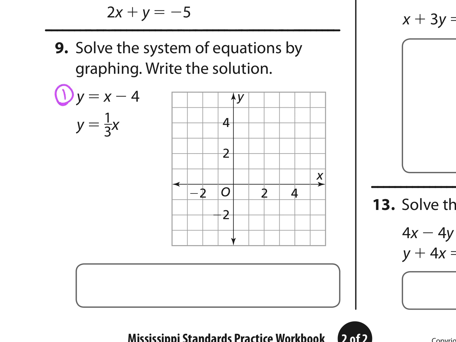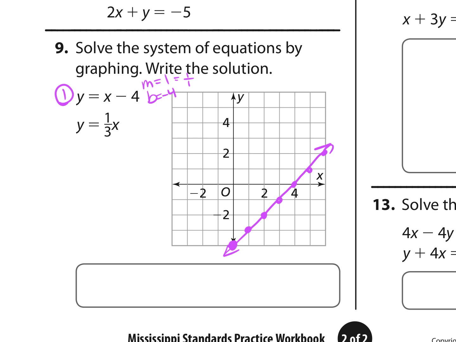Number 9, solve the system of equations by graphing and write the solution. So this first one, I'm going to identify the slope is 1 and the y-intercept is negative 4. So we begin at b, the y-intercept, which is negative 4. And the slope 1 could be written as 1 over 1, which means we're going to rise 1, run 1 to the right, that's positive, and we keep doing that all through the coordinate plane from edge to edge. Then draw a line for that equation.